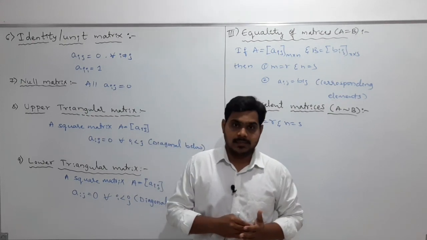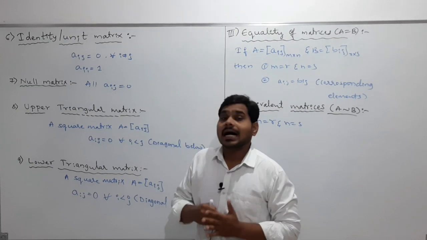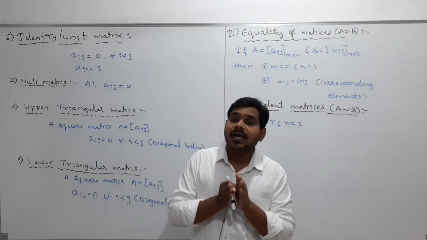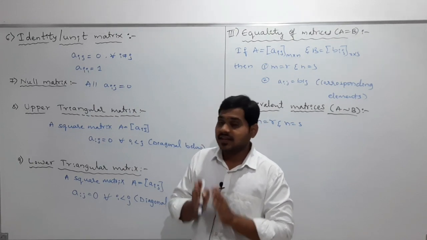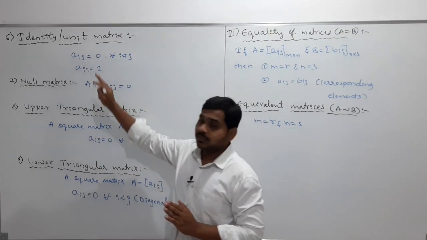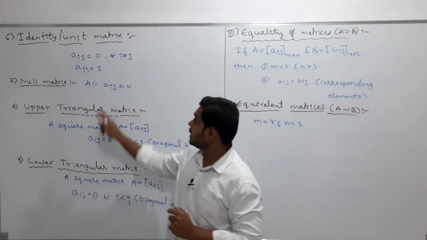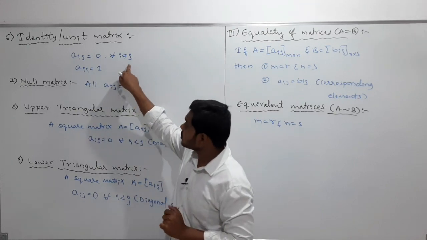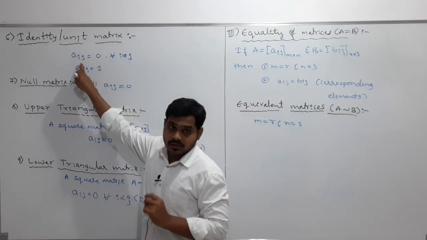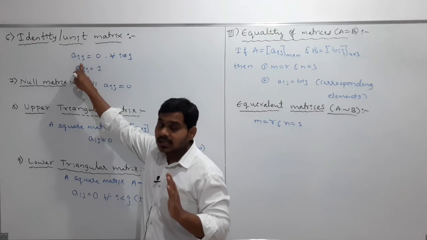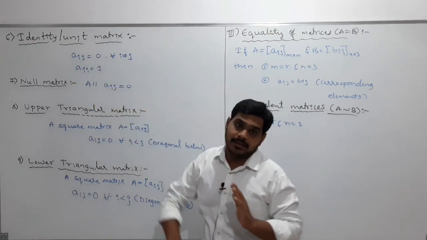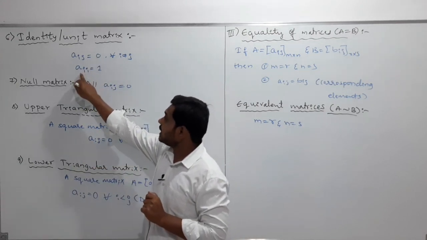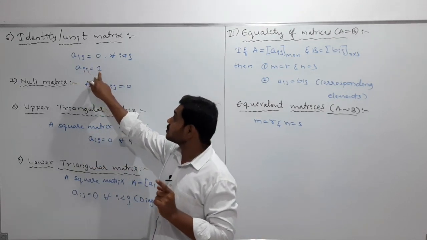a unit matrix. Clear? So my dear students, please remember it should be a square matrix in which aij elements should be equal to 0 for all i not equal to j. Aij means these elements are nothing but non-diagonal elements. Clear? So non-diagonal elements should be 0 and aii is equal to 1.